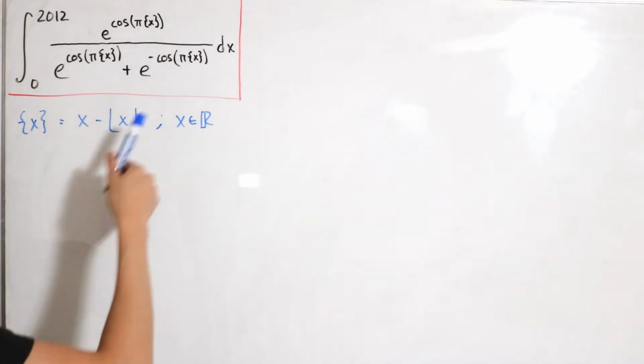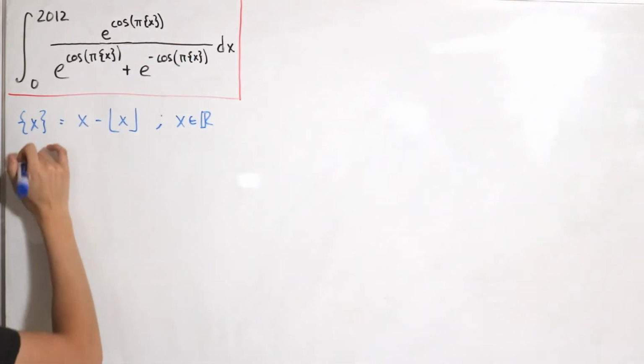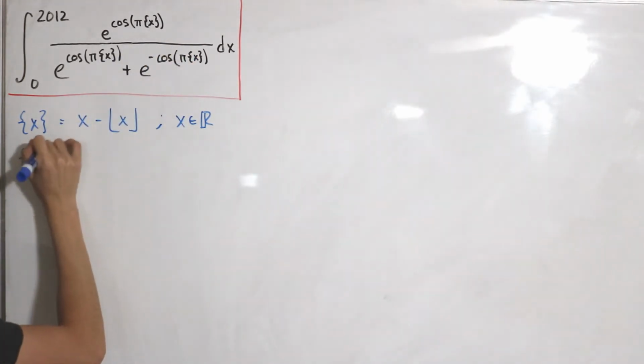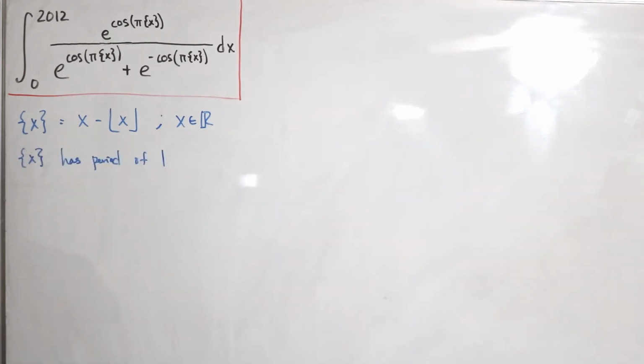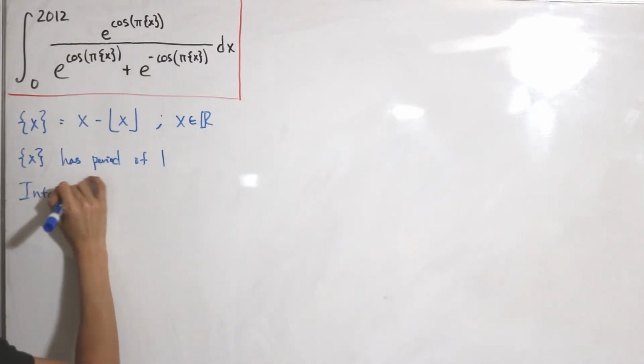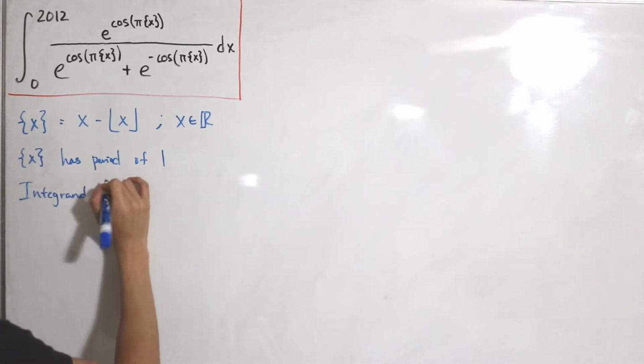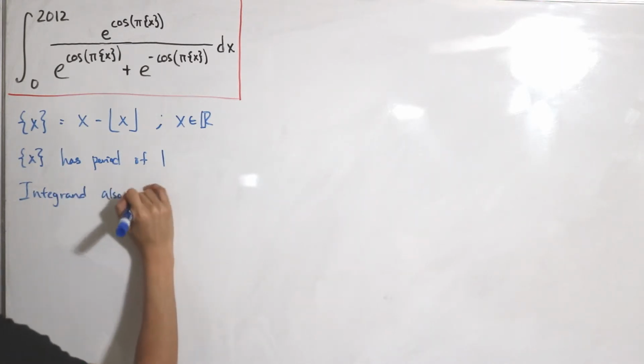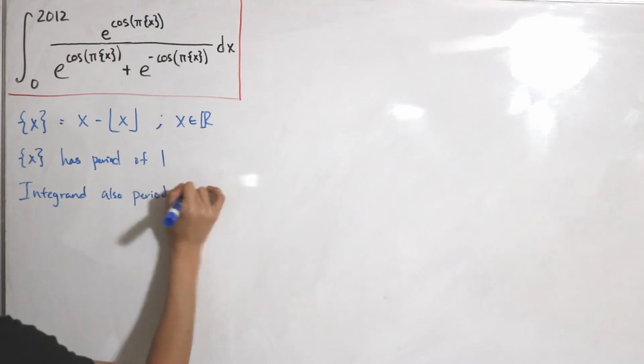So as mentioned, the fractional part of x has a period of 1. So let me write this out. It's periodic, but that also implies that our integrand, so I'm just going to write integrand, also has a period of 1 as well.